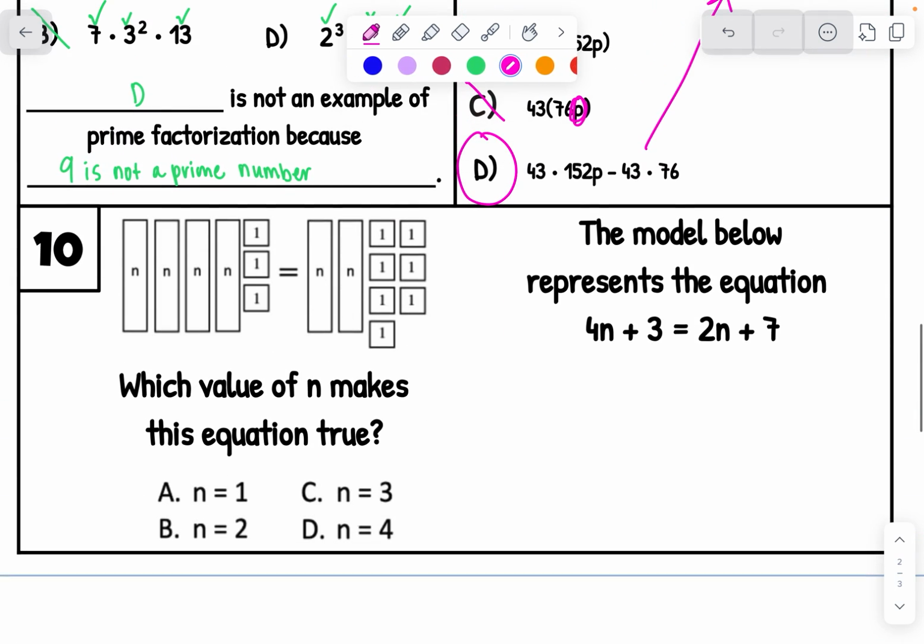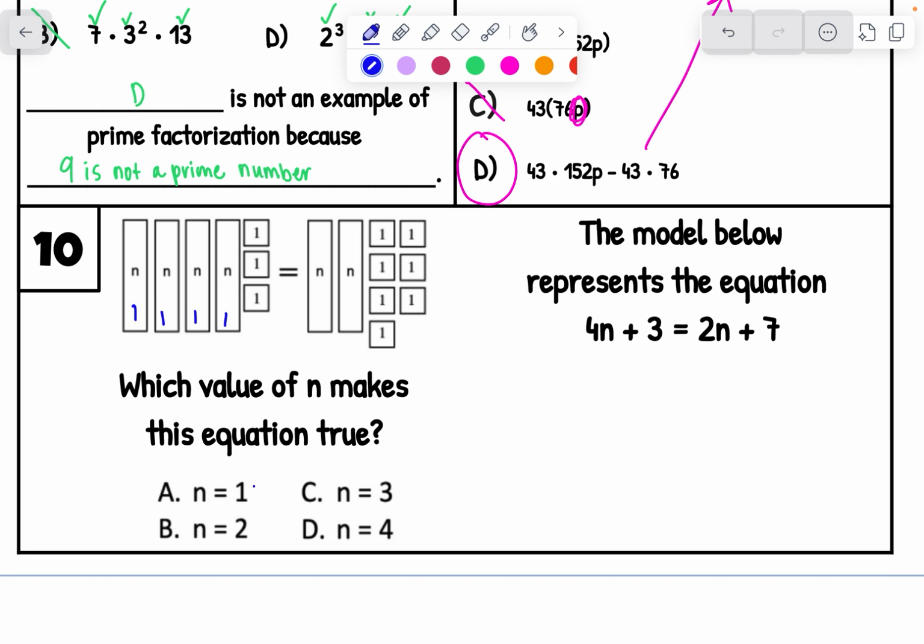All right, and last but not least, number 10. The model below represents the equation 4n plus 3 equals 2n plus 7. Which value of n makes the equation true? This is when we take our answer choices and we plug them into our equation. So 1.